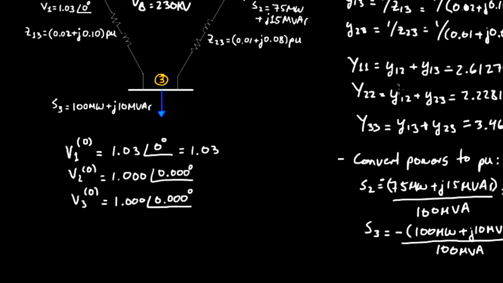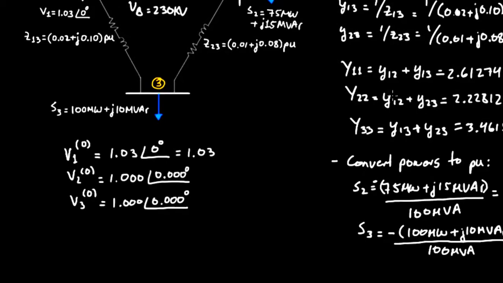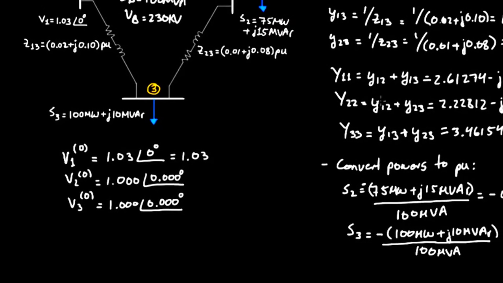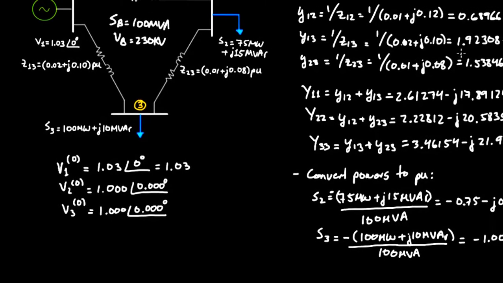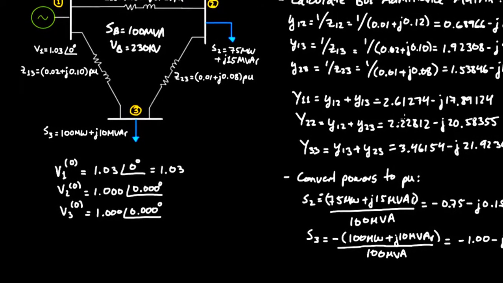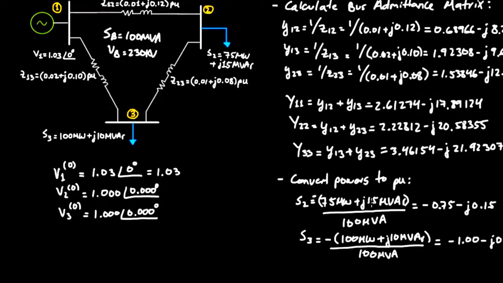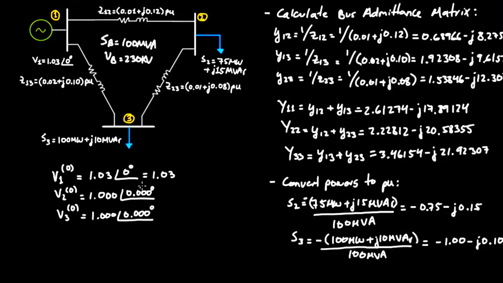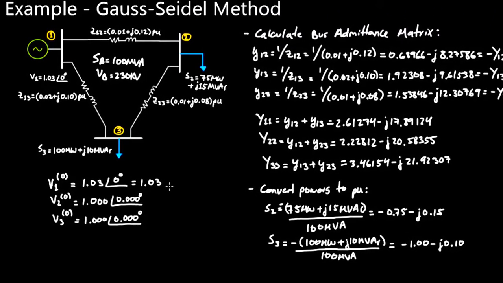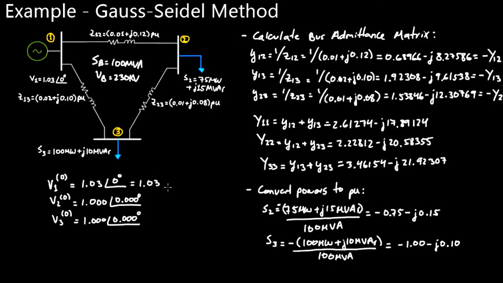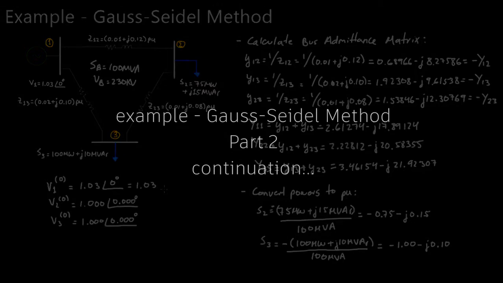Alright, so we have our problem set up now. Now we can move into performing the iterations of the Gauss-Seidel method. But I think this is a good stopping point. Let's go ahead and stop here. We've defined our bus admittance matrix. So these are the terms that we're going to plug into our Gauss-Seidel equation. We've defined, or rather converted, the powers to per unit, and we've defined our initial guesses for the voltages. So I think this is a good stopping point. Let's move into the next lecture where we're actually going to start performing iterations of the Gauss-Seidel method.